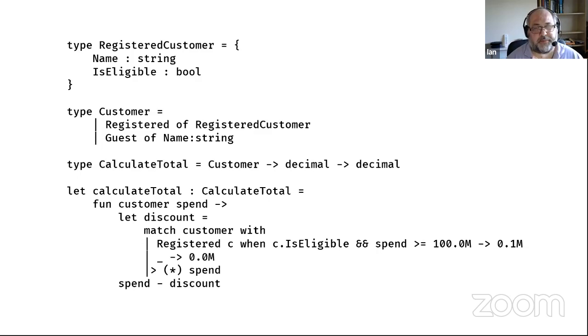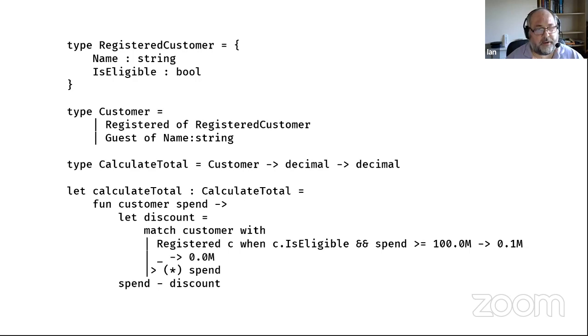So it's made no difference to my calculate total signature helper. But then when I get into the calculate total function, what I've now done is I've used a pattern match. So it says match customer with, and now I can take the registered, and that C that goes with it is actually the customer. So I actually unwrap the customer by doing this. And then I can say when they're eligible and the spend is greater than 100, make the discount 0.1. Otherwise, the next line there, the vertical bar and the underscore, means it's a wildcard, so anything else returns zero. So the only way to get my 10% discount is to be a registered customer and to be eligible and to spend greater than 100.